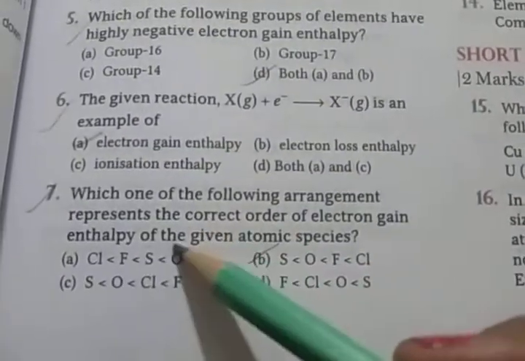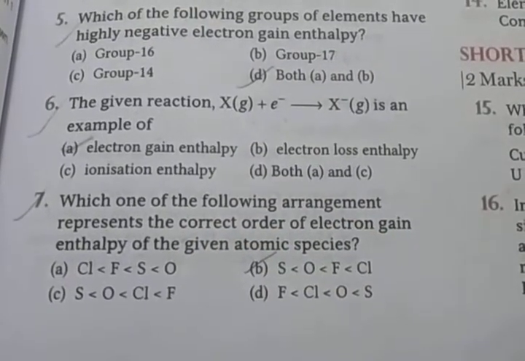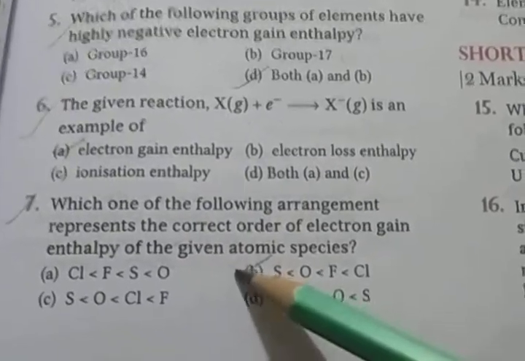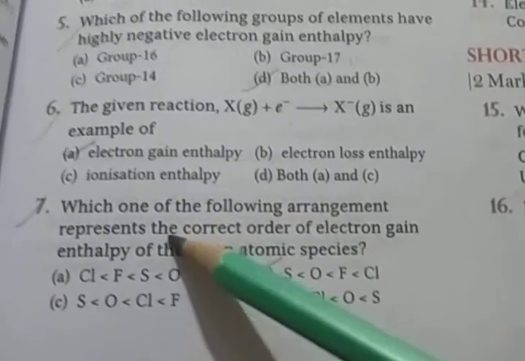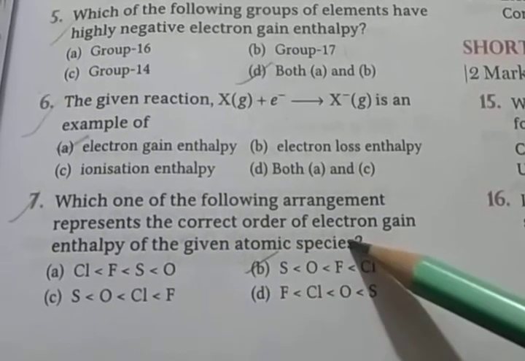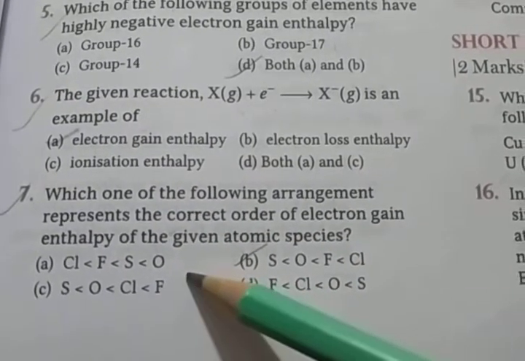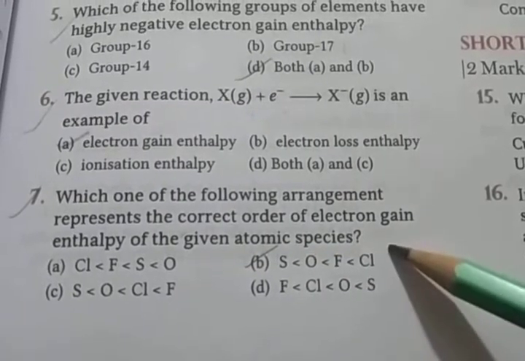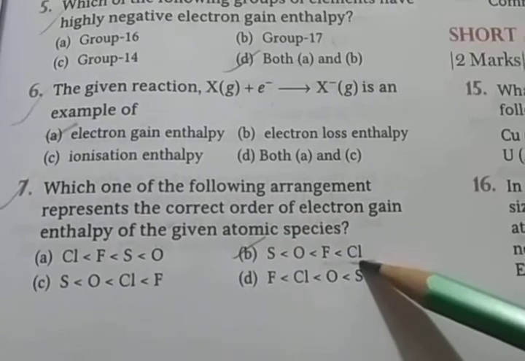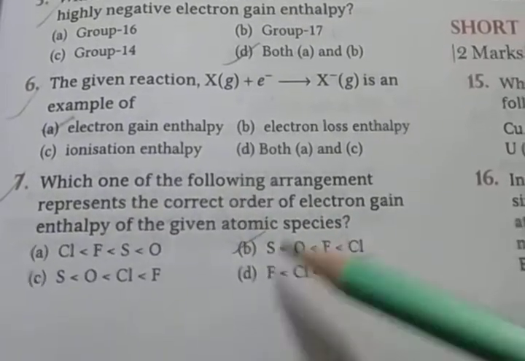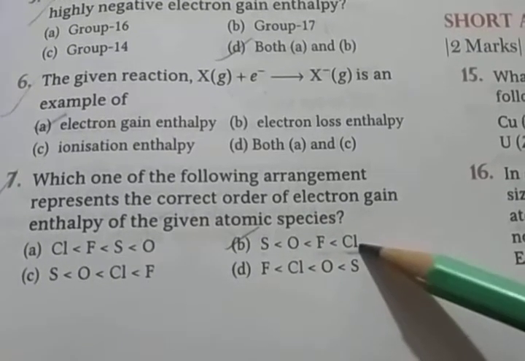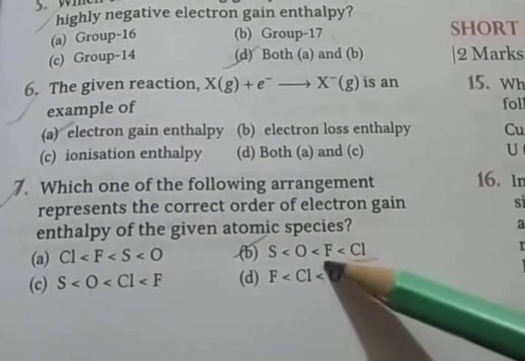Then question number 7. Which one of the following arrangements represents the correct order of electron gain enthalpies of the given atomic species? So which elements? Halogen family, group 17, fluorine and chlorine, then oxygen and then sulfur. So sulfur, then oxygen, then fluorine and then chlorine. It is the electron gain enthalpy sequence.